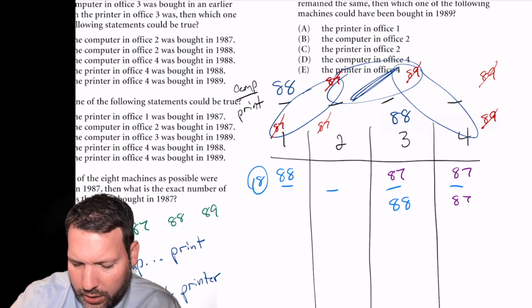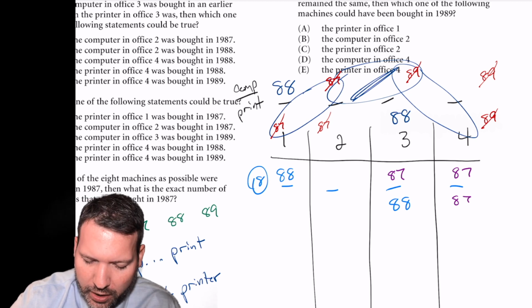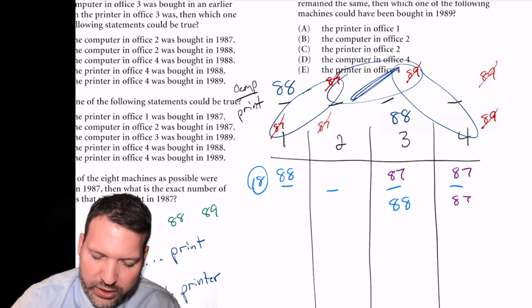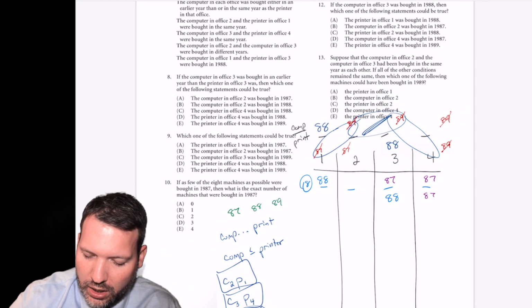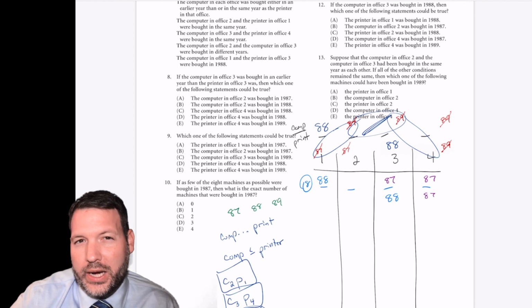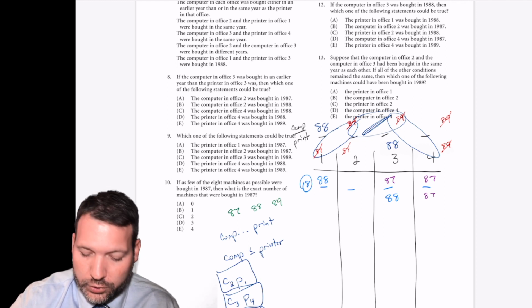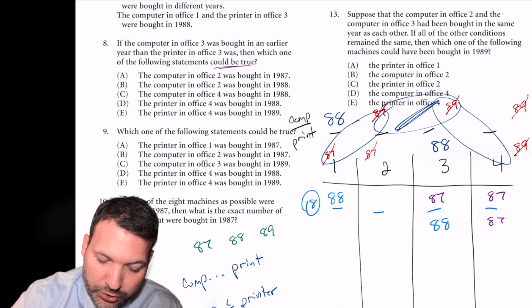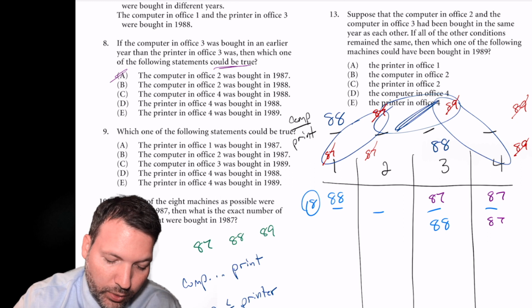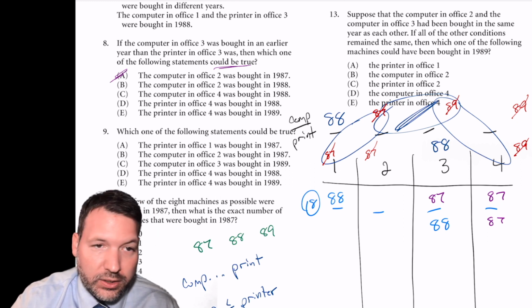And then I don't think we can figure out anything else for sure. We still know these deductions. None of our other blanks are going to be 87, but I don't think we can say whether they're 88 or 89, at least not for sure. So it's time to jump into the question. They wanted to know what could be true. A, the computer in Office 2 was bought in 87. Well, that was actually one of our deductions. That's never possible, right? So cross off A.